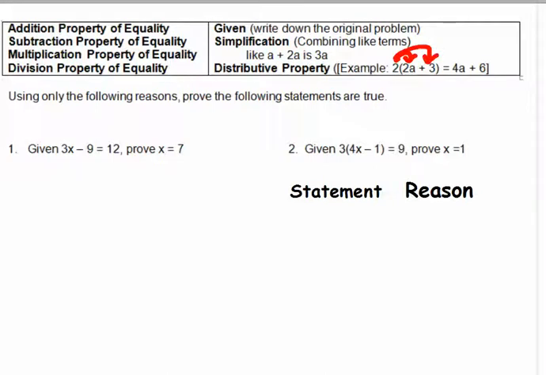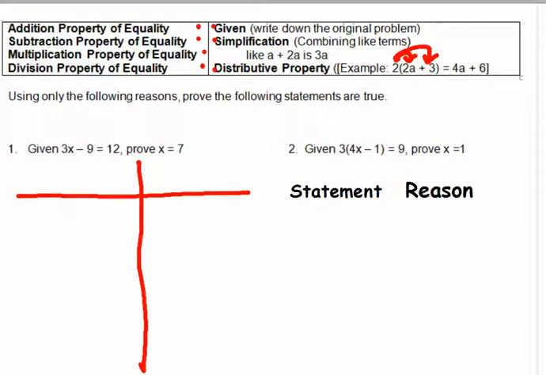So we're only going to use really these 4 properties of equality, simplification, distributive property, and then the given as our reasons today. And we're going to start doing a proof using algebra. Okay, so just make you more comfortable. And then there'll be a couple more on the next page that you can try on your own. So on the left-hand side, I'm going to write the word statement. I'm always going to write statement on the left, and I'm always going to write reason on the right. Okay. Now, if you want to, you can draw a bunch of lines. I think it's better to just do it as you go.